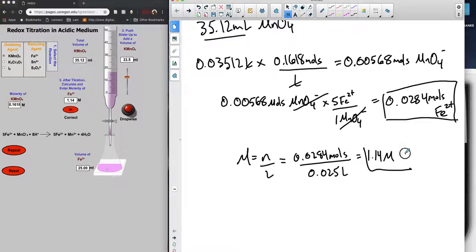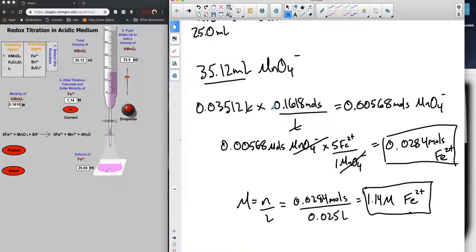So this means that the unknown iron concentration is now a known iron concentration based on our analysis, and that it has 1.14 moles per liter of iron 2+ inside this beaker. And we did that by knowing a concentration of potassium permanganate, using some redox knowledge, and using a little bit of solution stoichiometry. Thanks for watching, and I'll see you soon.